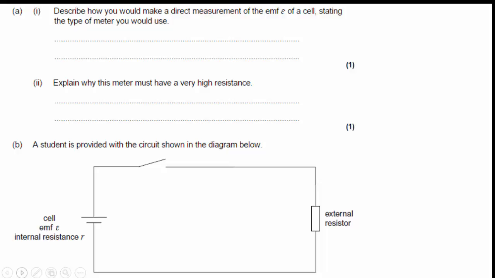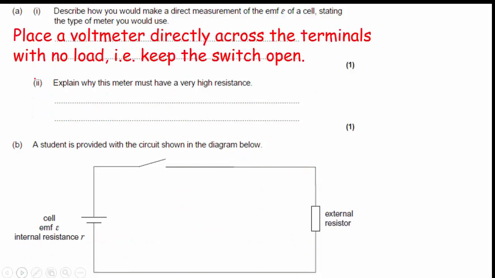Okay, so describe how you would make a direct measurement of the EMF of the cell, stating the type of meter you would use. So this is what we were just talking about. Essentially, we are going to place a voltmeter directly across the terminals with no load.